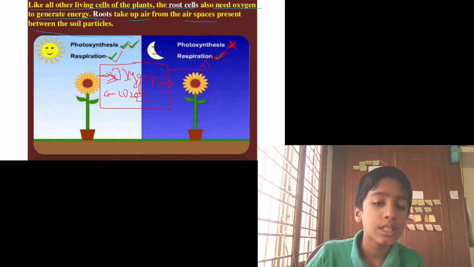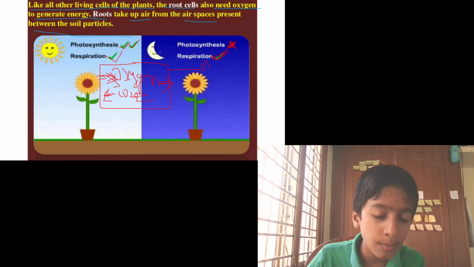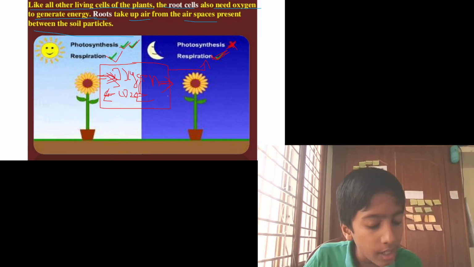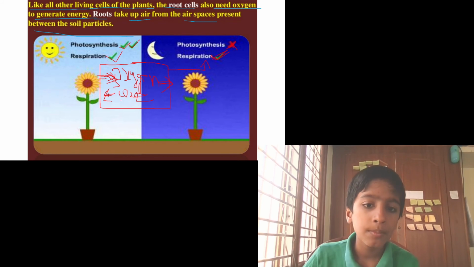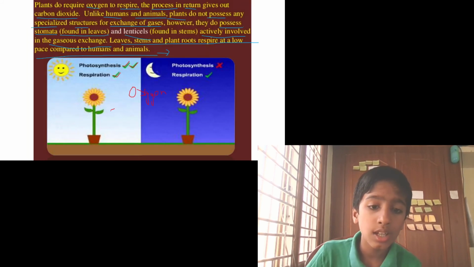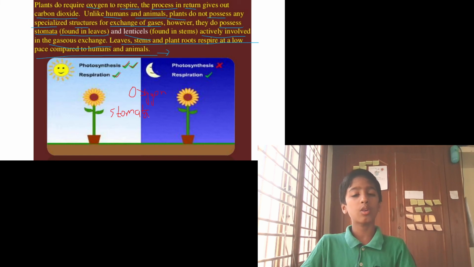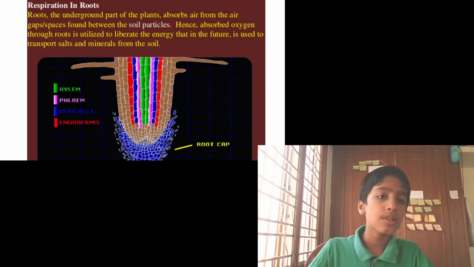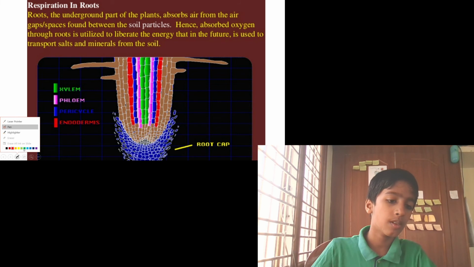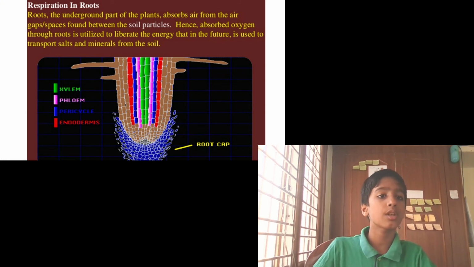But in respiration the oxygen comes in and the carbon dioxide goes out. So oxygen is coming in and going out, and carbon dioxide is coming in and going out. How do they come? That's when the stomata works. So stomata helps the oxygen and carbon dioxide to go out and in. Now comes the respiration in the roots.